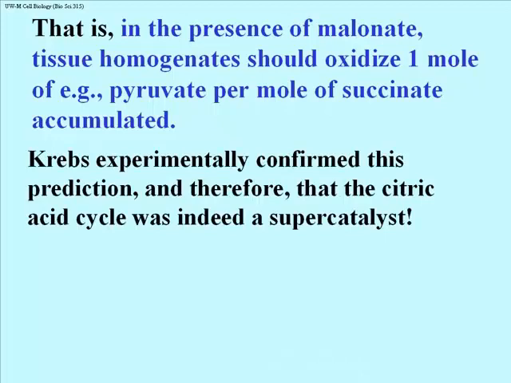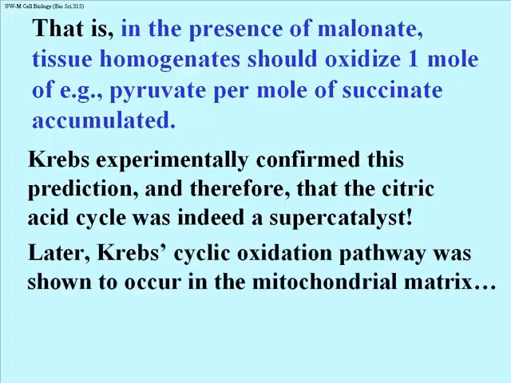Krebs experimentally confirmed this prediction, and therefore that the TCA or citric acid cycle was indeed a supercatalyst for the oxidation of pyruvic acid. In other words, he would do the experiment and he would show for every mole of pyruvate that he added to the homogenate, a mole of succinate would accumulate. It's in the presence of malonic acid, which would block the reaction from going past succinic acid.